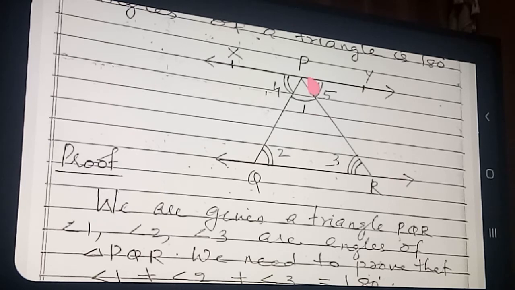Clear? Now you take PQ as the transversal. If PQ is the transversal, what about angle 2 and angle 4? What type of angles? Think fast and say. Alternate interior angles. If the lines are parallel, what about alternate interior angles? Alternate interior angles are equal. Therefore, what can you say? Angle 2 is equal to angle 4, or angle 4 is equal to angle 2. Clear?